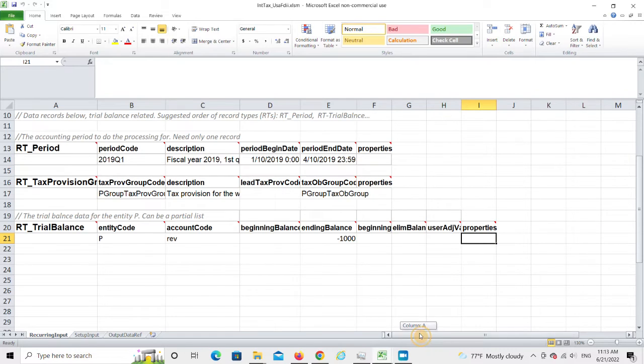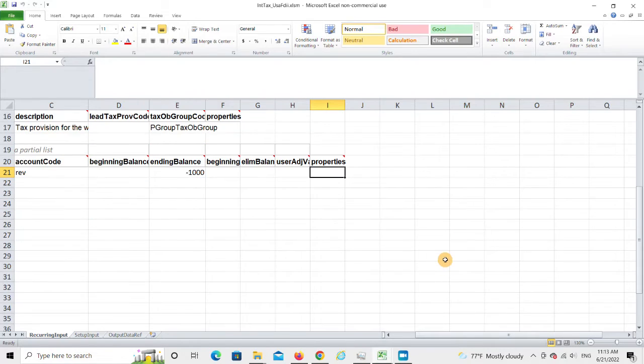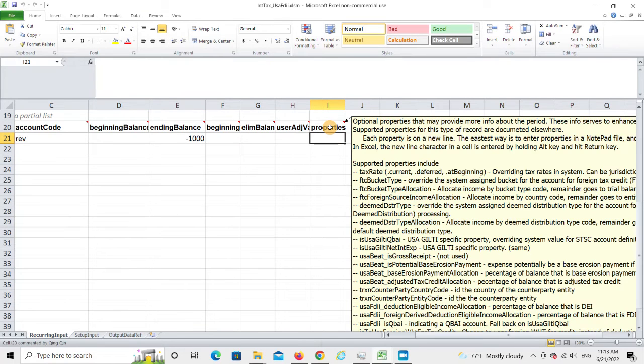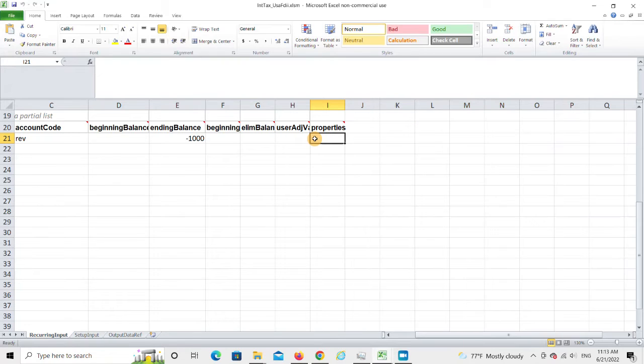So we're going to drag it over and take a look at a property over there. I'm going to float over there. And somewhere down there, there's a US FDII foreign derived deduction eligible income allocation. Okay, so we're going to allocate 20% of the 1,000 as foreign derived. There are other ways, but for tutorial purposes, we're going to use that mechanism.